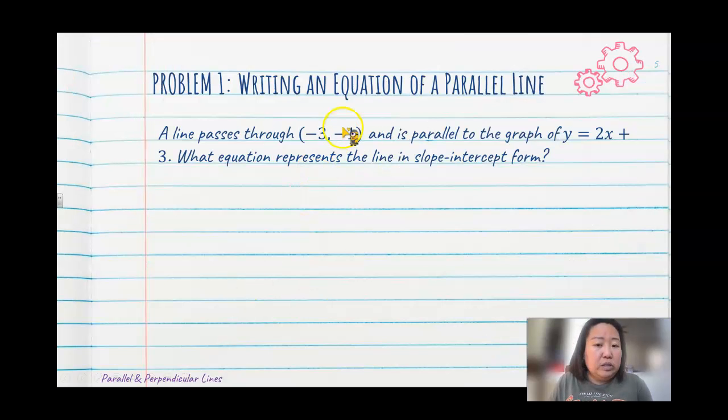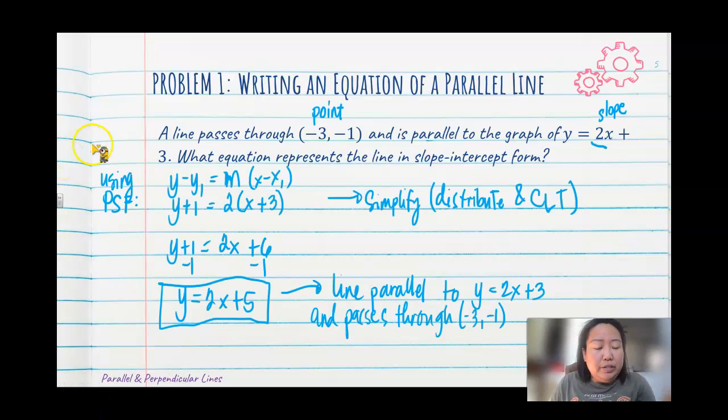So why don't you try this next example on your own? Again, it has to be written in slope-intercept form. You are given a point on the second line. Make sure that you create an equation parallel to this given line. y is equal to 2x plus 3. Go ahead.